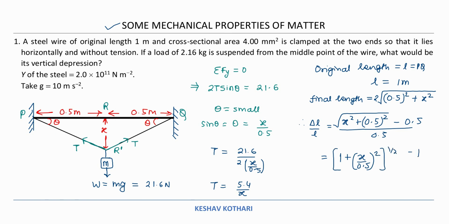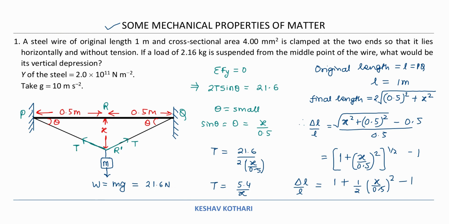And if I consider binomial approximation, I can write this as 1 plus half of x by 0.5 squared minus 1. So plus 1 and minus 1 will cancel out, and we get delta L by L is turning out to be x square upon 0.5. So over here we are getting delta L by L is x square upon 0.5. We are referring to this as the second important aspect for us.